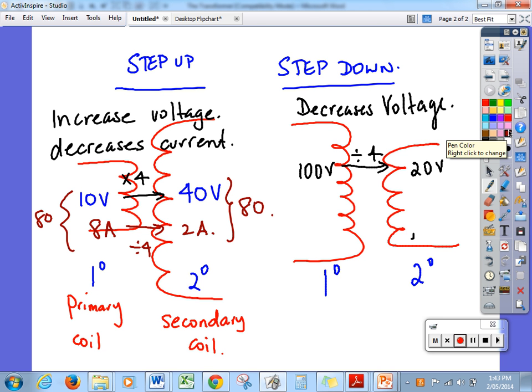Good. So let's just make up some numbers. Let's make the current 2 amps on this side. If the voltage decreases by a factor of 4, what will the amperage have to increase by? 4, so it would become 8 amps. Notice once again, if you multiply the numbers on each side.